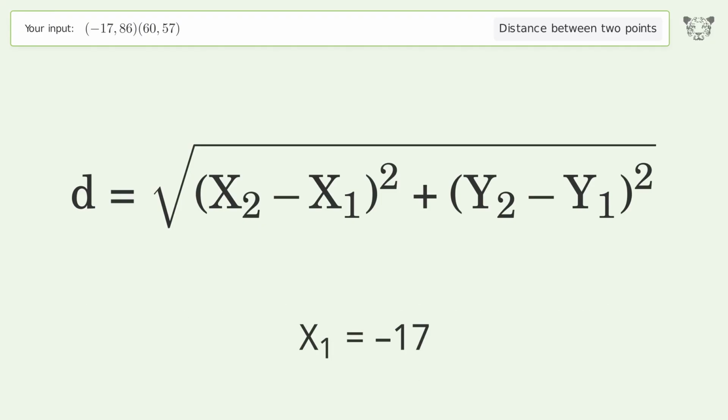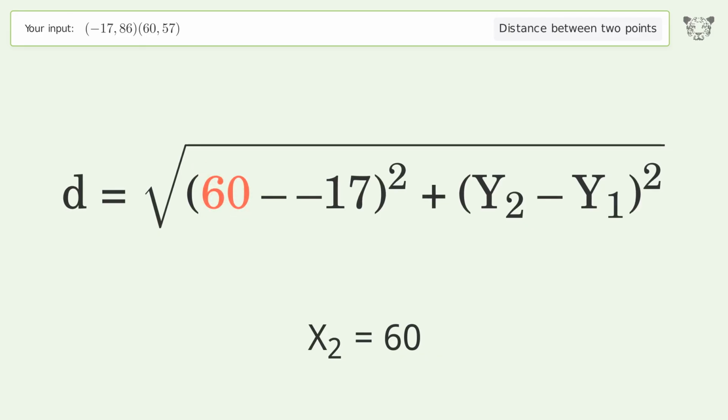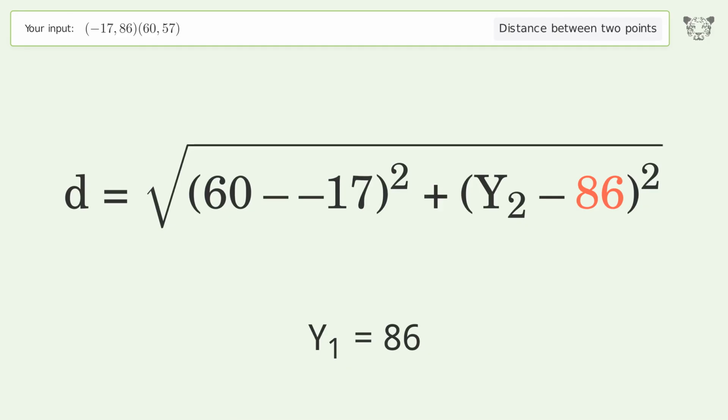x1 equals -17. x2 equals 60. y1 equals 86. y2 equals 57.